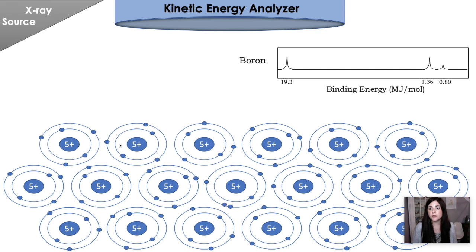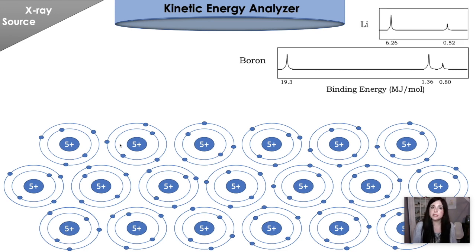So we'll just let this run here for a little bit and see what happens. Continue getting our spectrum here. Still analyzing, so those X-rays are still hitting these electrons here. And it looks like we're done. So there's our spectrum for boron.